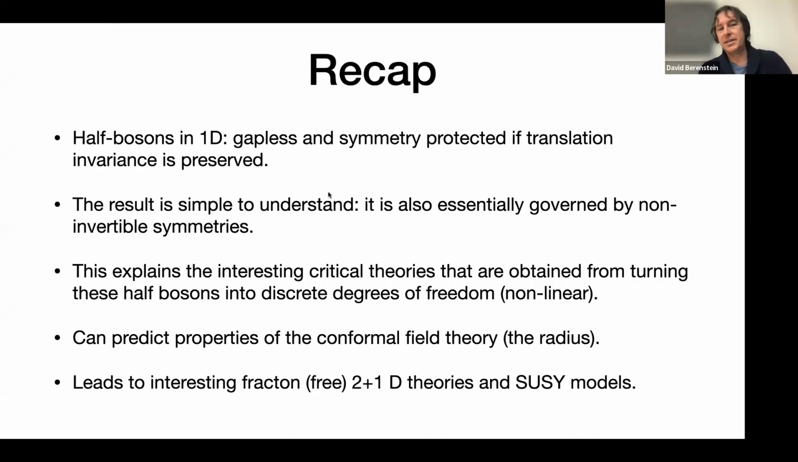So this construction explains the interesting critical theories that can be obtained from turning these half bosons into discrete degrees of freedom. And this is basically a statement that you can even protect nonlinear Hamiltonians with these non-invertible symmetries, and you can use them to predict properties of the conformal field theory, like the radius.